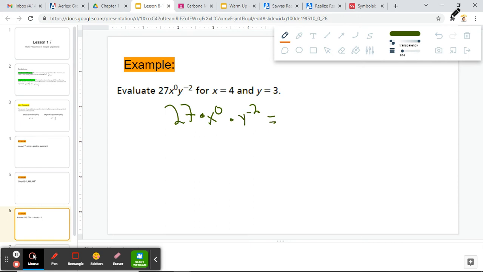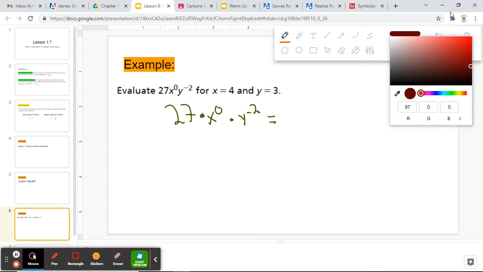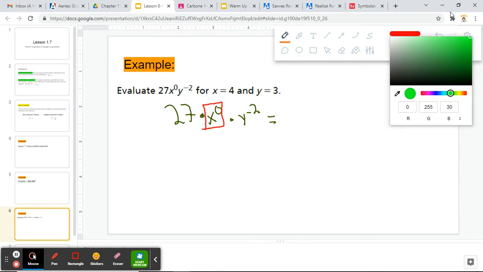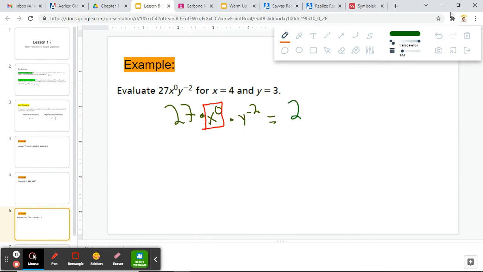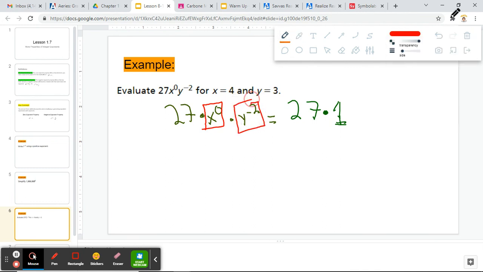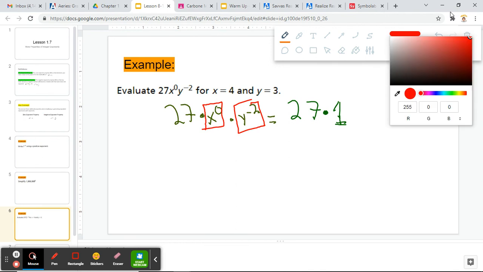All right, well, first thing here, we have this x to the 0, right? Well, what can we tell? Well, that's an integer or a base that is being raised to the power of 0, right? So we could just replace that with a 1. Right? Because anything being raised to the power of 0 can be replaced with a 1. Next thing we have is this y to the negative 2 right here. Well, that to me looks like our negative exponent rule there.